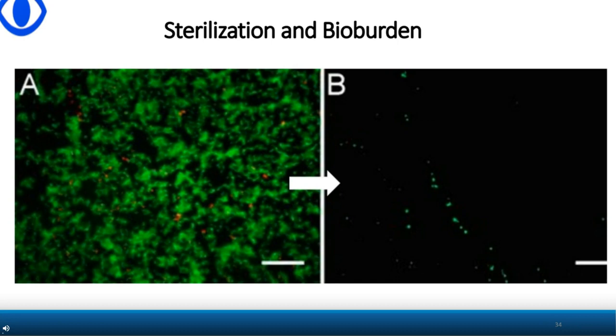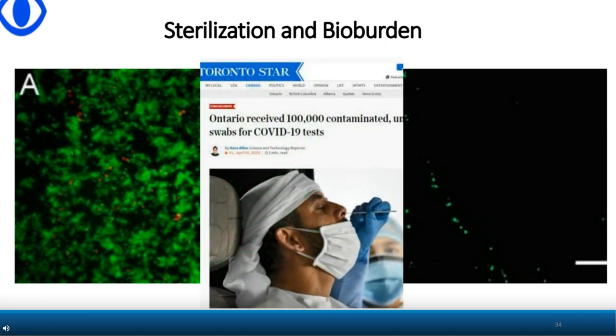Now, the sterilization process must be validated by the manufacturer prior to distribution, including the bioburden testing of the final product, which you can see here in A panel. That's before the final sterilization product, and B, after the final sterilization product. And this is something that's really been taken for granted in the industry for a long time. But during the pandemic, we all remember seeing these headlines about contaminated or non-sterile medical swabs being used for COVID diagnostics.